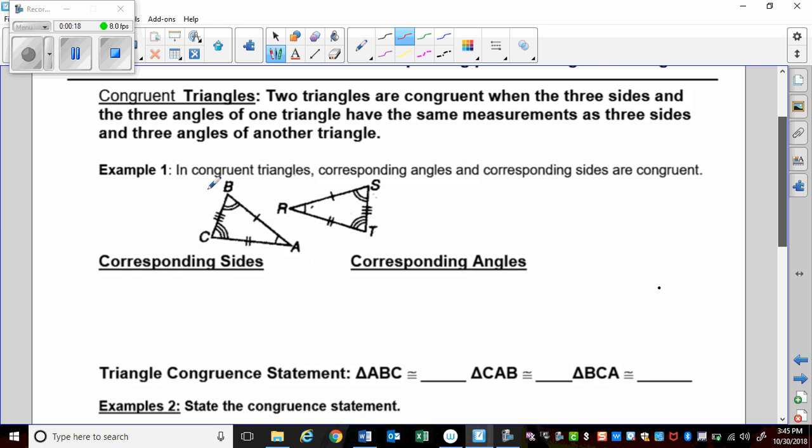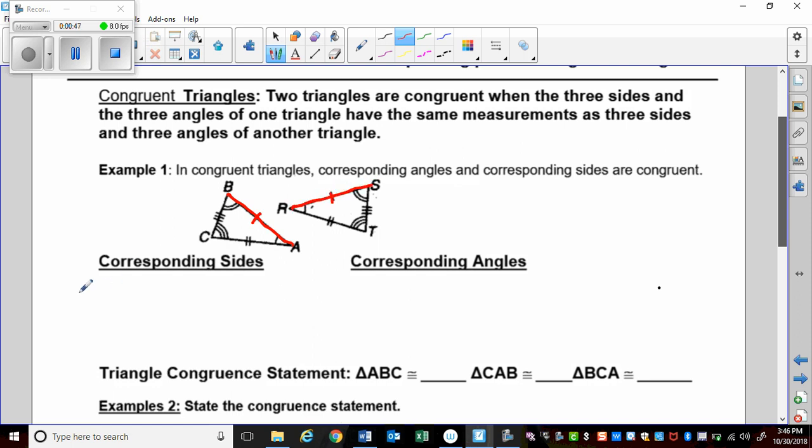We can show that they're congruent when the 3 sides and the 3 corresponding angles of one triangle have the same measure as the 3 sides and 3 angles of this other triangle. Okay, so the order does matter, and it says corresponding sides. So I'm just going to look at the sides. This side right here has one little dash mark, and this side also has one dash mark.